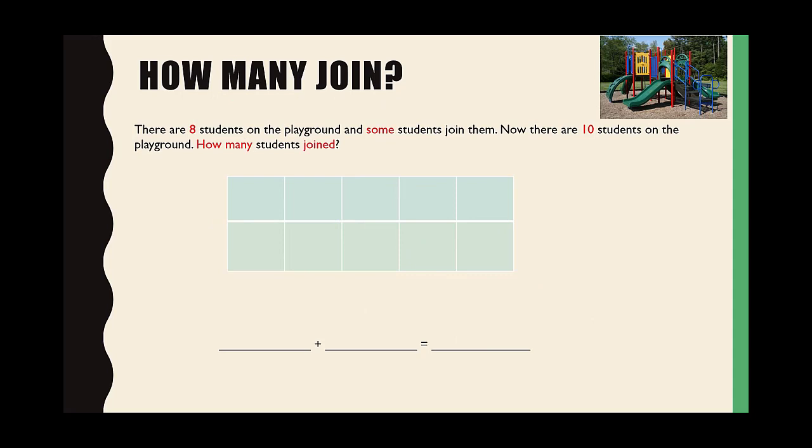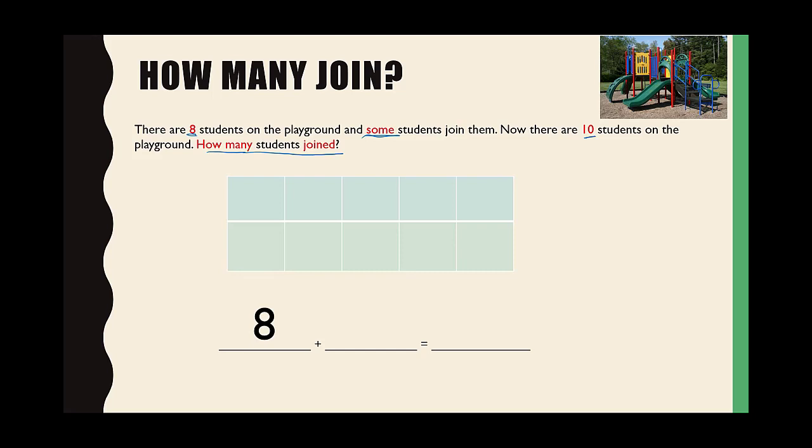So let's try that another way with another problem. There are 8 students on the playground and some join them. Now there are 10 students on the playground. How many students joined? So let's think about this. We're going to use this number 8. There are 8 students on the playground. So we know how many started on the playground. So we put the number 8 right here from our problem.